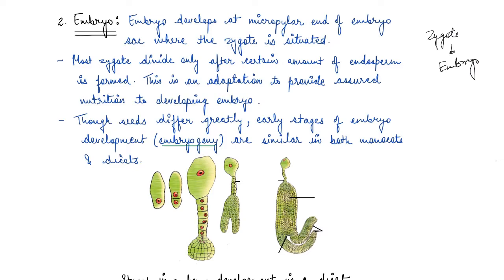Okay. Now though the seeds differ greatly, the early stages of embryo development, which is known as embryogeny, are very similar in monocotyledons and dicotyledons. Okay, so let's see some stages in embryo development. So here, this is the zygote. Okay, now this becomes two-celled and it starts then dividing into various cells. Now it can be a globular embryo. It can also be a heart-shaped embryo.